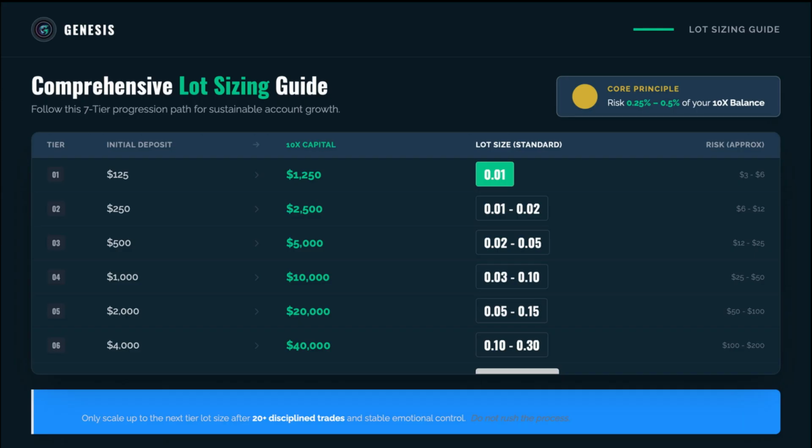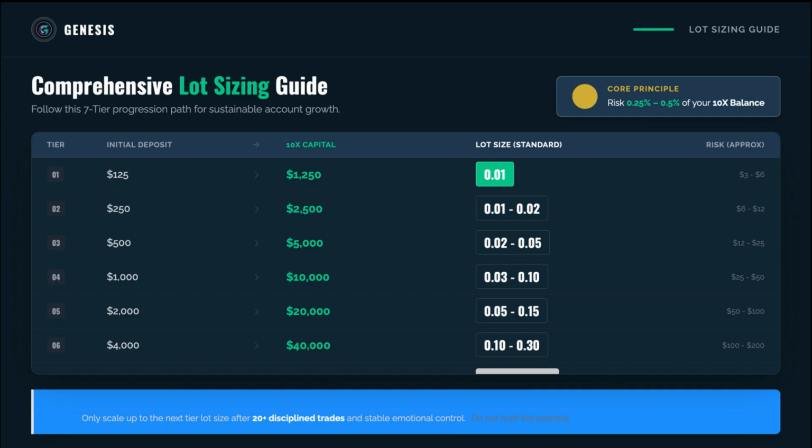This slide is the cheat code for beginners because lot size is what blows accounts. Here's how to read this table. Left side is your deposit tier. Middle shows your 10x capital. Then it shows your recommended lot size range and the approximate risk. So, if you're tier 1, $125 deposit becomes $1,250. Your lot size is 0.01, and your risk per trade is roughly $3 to $6, which matches that 0.25% to 0.50% safe zone.